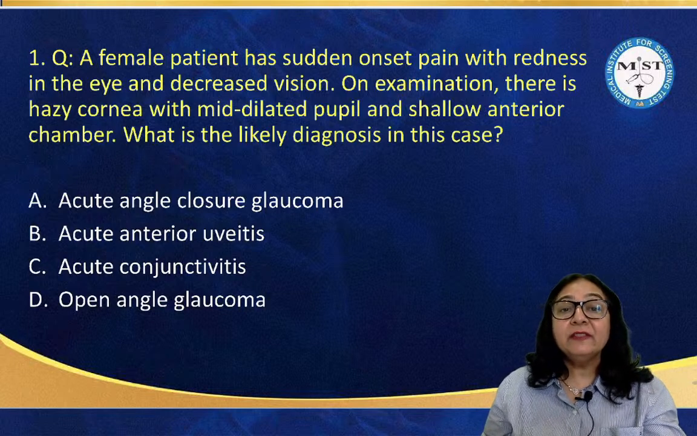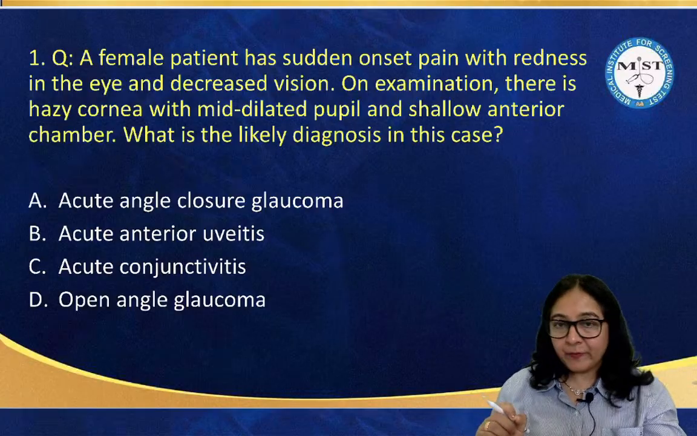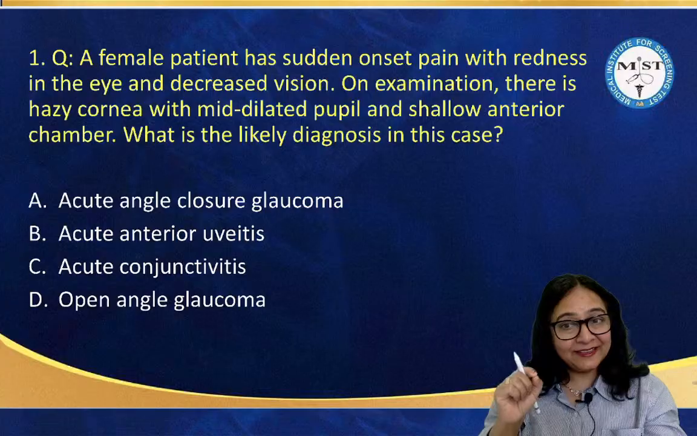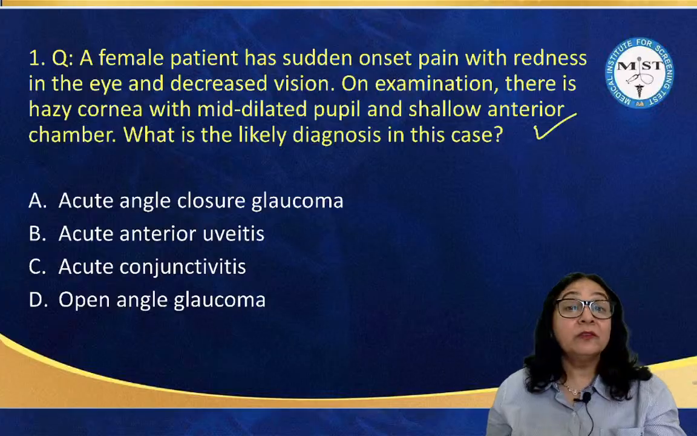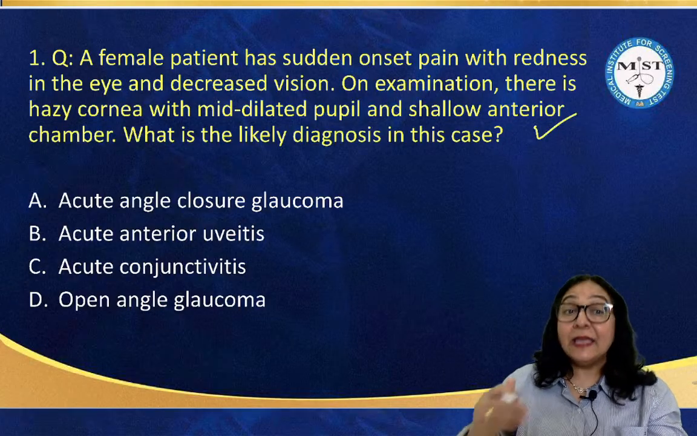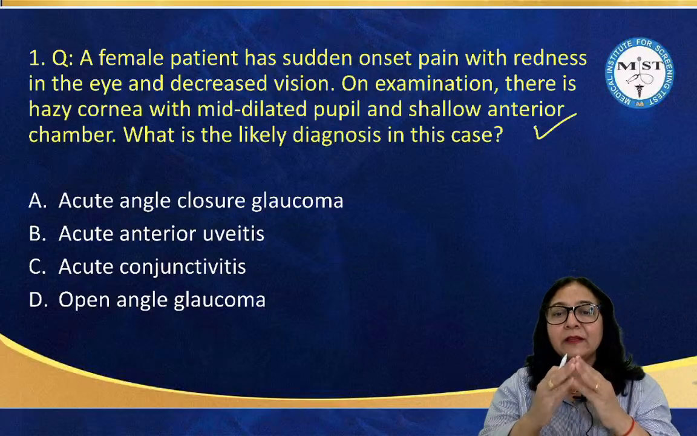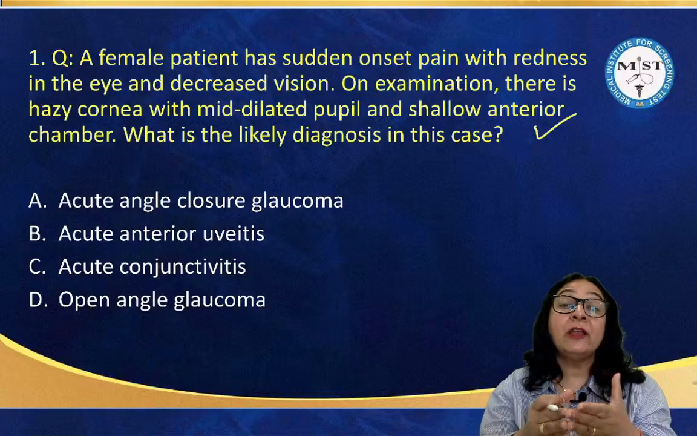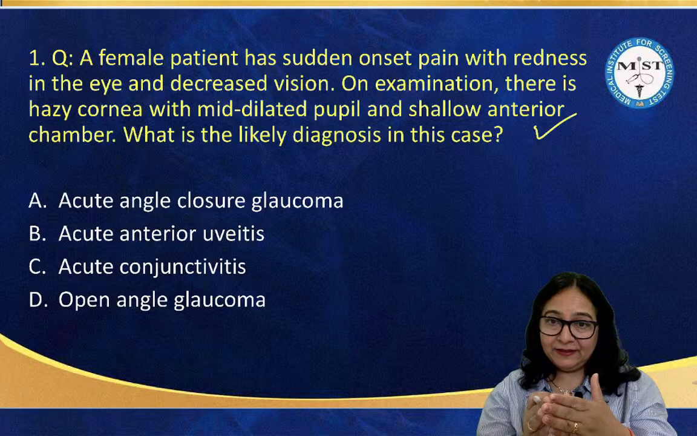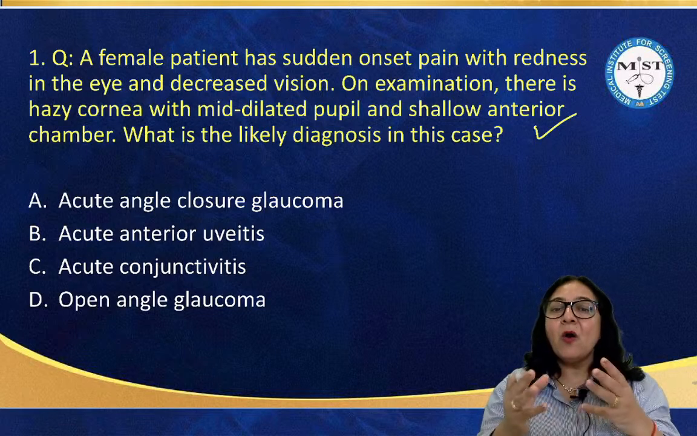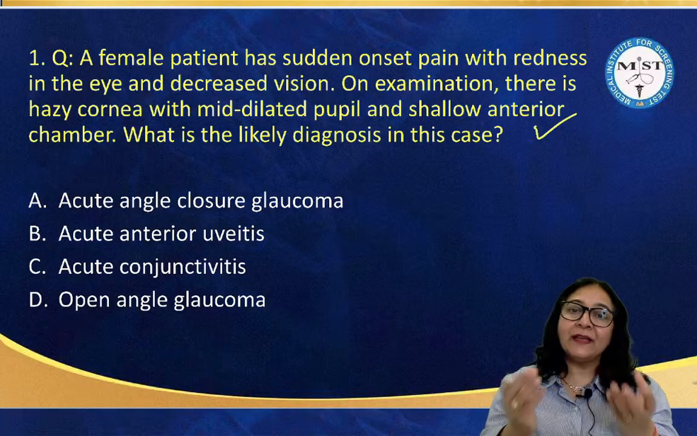Now, on examination, there is hazy cornea with mid-dilated pupil and shallow anterior chamber. If these two things were there in the question statement in the exam, I hope the answer was very clear to you. Okay, hazy cornea, mid-dilated pupil, shallow anterior chamber. So whenever we hear or read the words shallow anterior chamber, that should take us to angle closure glaucoma, or it means that this person has an anterior chamber which is shallow and angles which are narrow or closed.